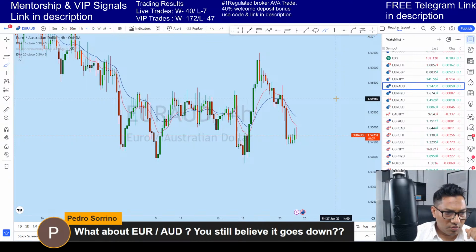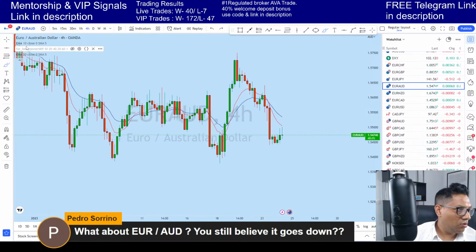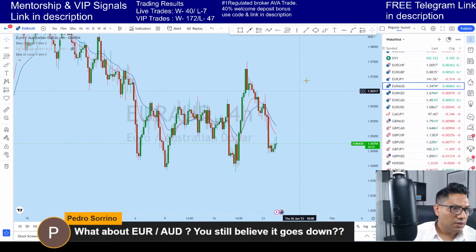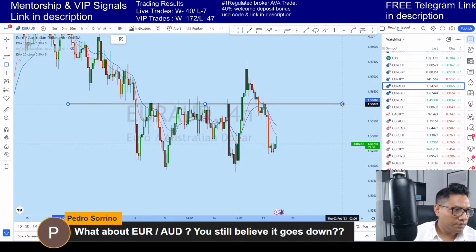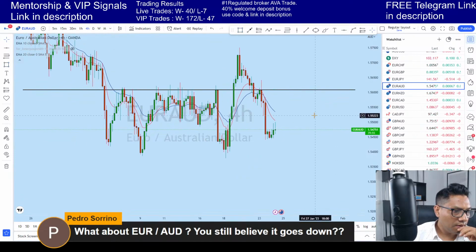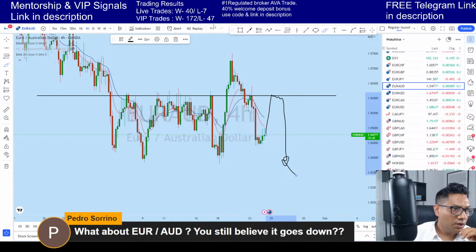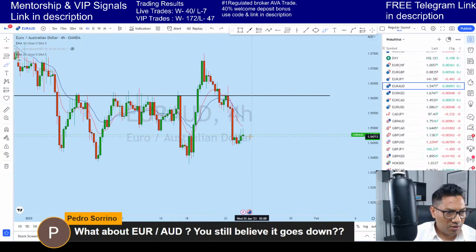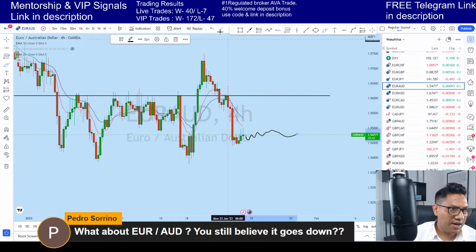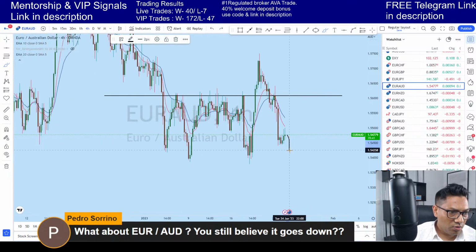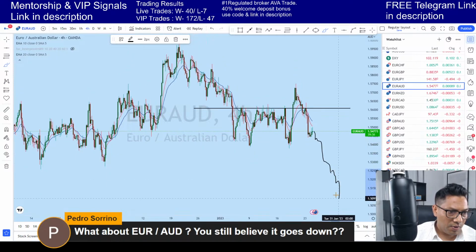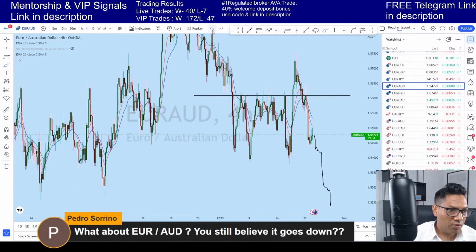For me, on Euro AUD, I will not be doing anything, because there is one probability for Euro AUD to go up again, test the zone, and then have a bounce. So it's not that clear, or we might see it moving sideways. But if it breaks down, then we can say that okay, Euro AUD might be dropping.